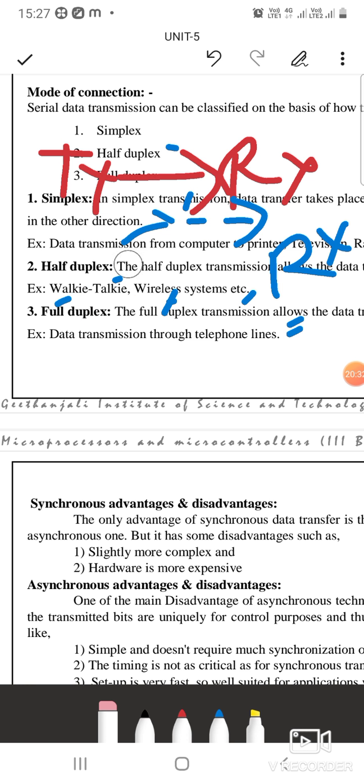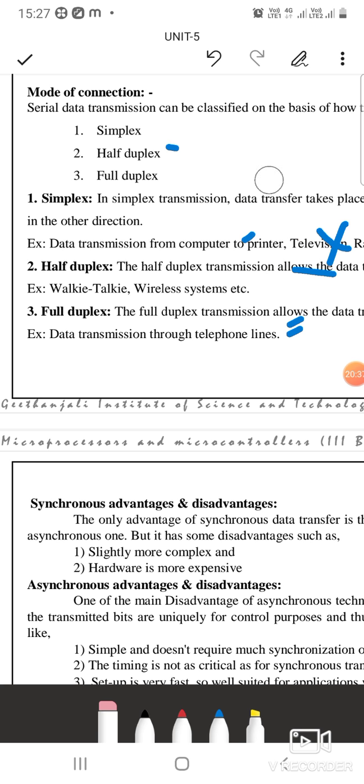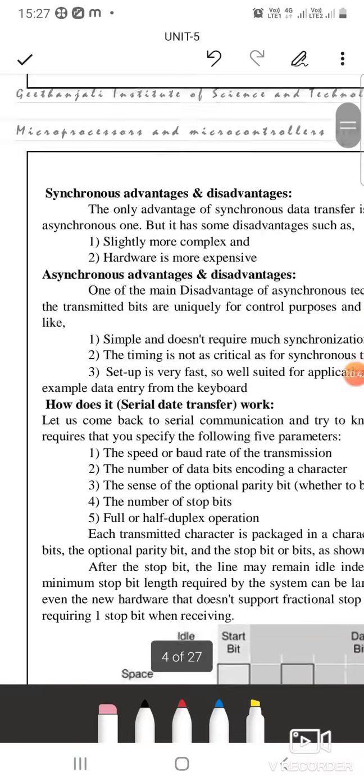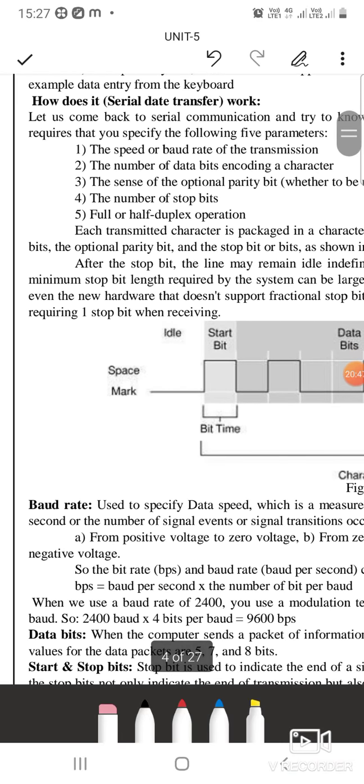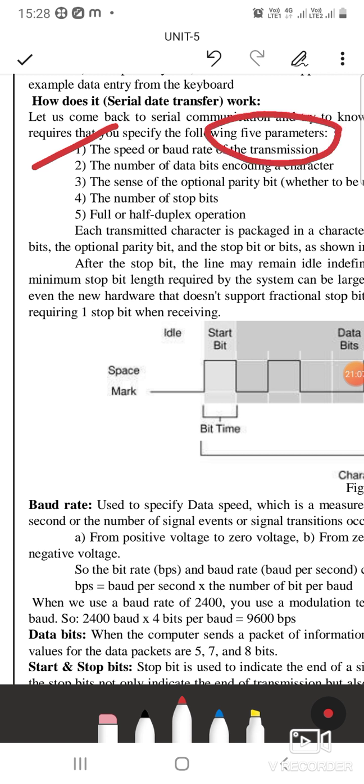Now we need to know a few more points about serial communication. How does serial data transfer work? Most serial communication takes place in asynchronous format, as I told you, except a few. The first point is speed. The speed of data transfer depends on five parameters, which are listed here.